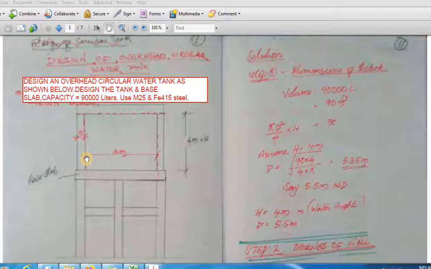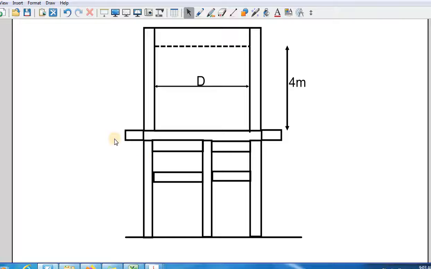Just try to understand the procedure by doing one problem. This is going to be just to make you understand. This is the overhead tank, this is your ground level. You will have your columns, and over that a base slab will be there. It can be like this also, it can be exactly straight also, otherwise they will give a small projection outside. Okay, the base slab, and this is a circular water tank.